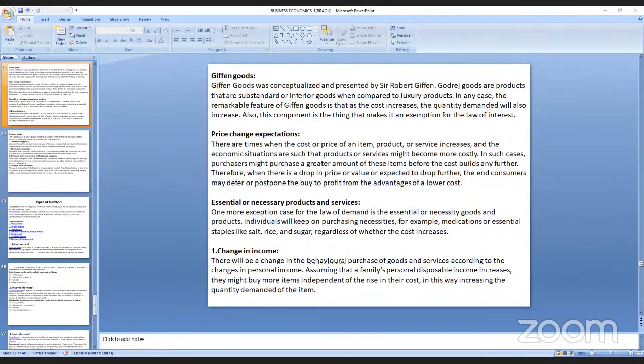So there will be a change in the behavior. When you are changing the behavior of purchase of goods and services, then personal income also increases, a change in personal income also. So when your family's personal disposable income increases, they might buy more items.